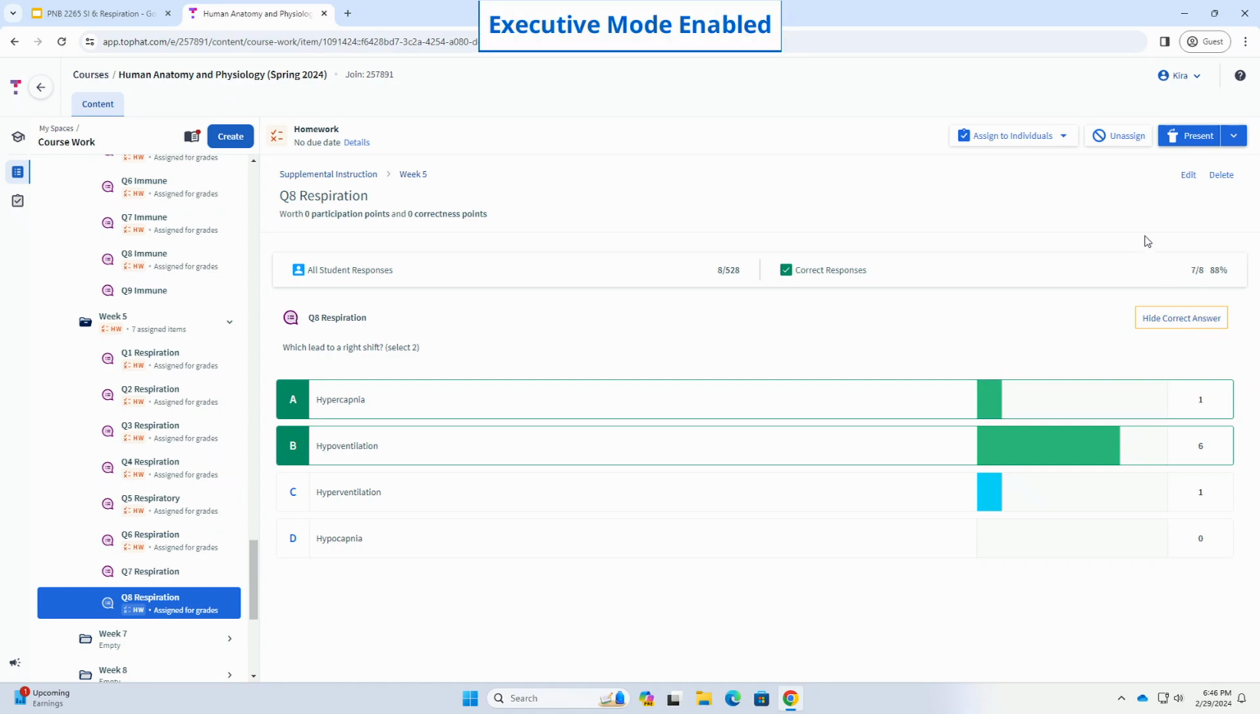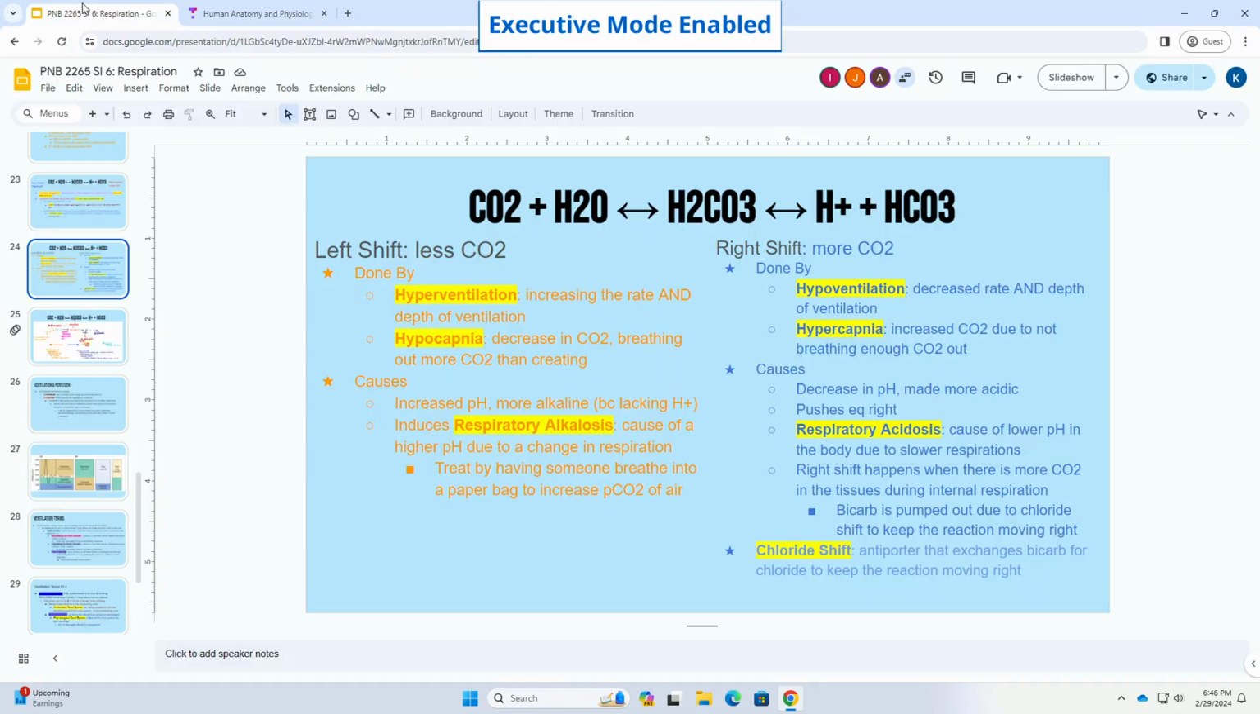So here are the two right answers: hypercapnia and hypoventilation. Hypercapnia is increased carbon dioxide due to not breathing enough carbon dioxide out. So hyper is higher, and capnia, carbon dioxide. Higher carbon dioxide is going to lead to a right shift. Hypocapnia, decreased carbon dioxide, is then going to lead to a left shift.